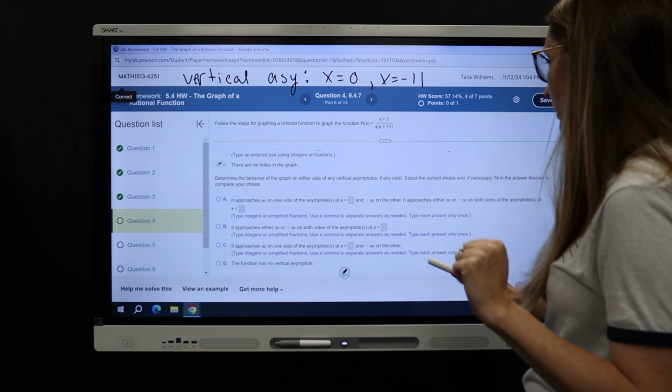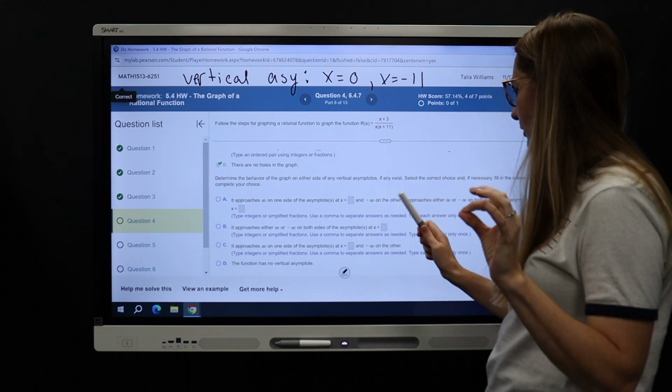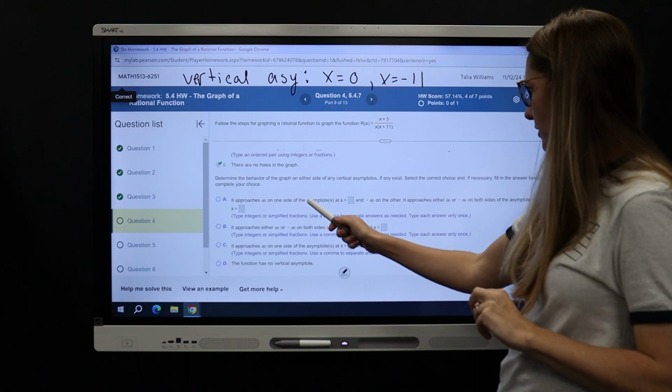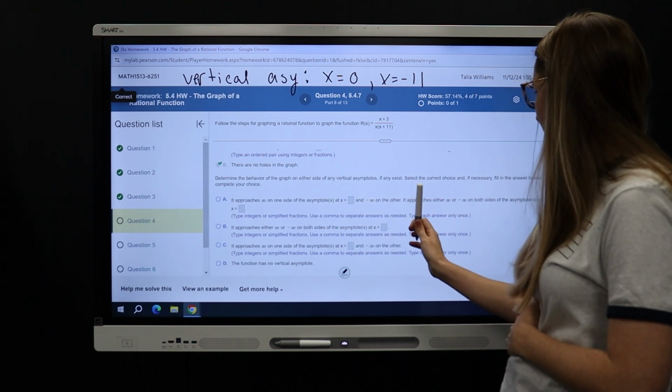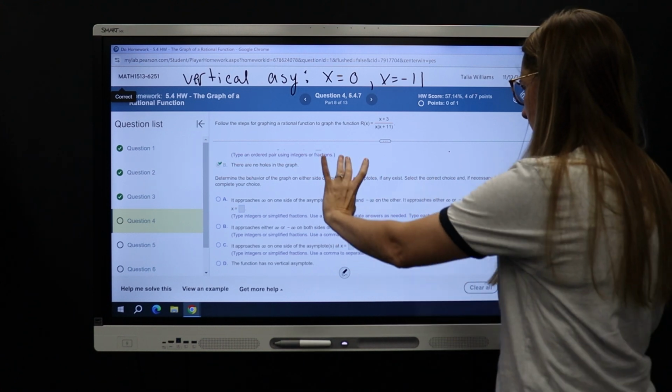But you have to read these to be sure you click the right one. It approaches infinity on one side of the asymptote and negative infinity on the other. That is what we want, but this one has the two parts.